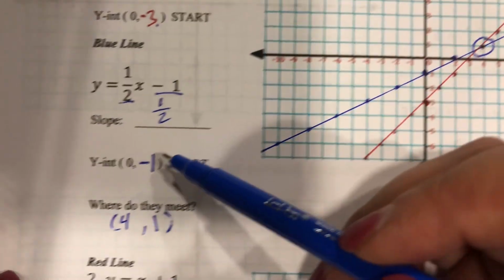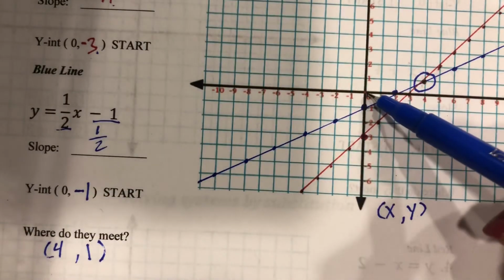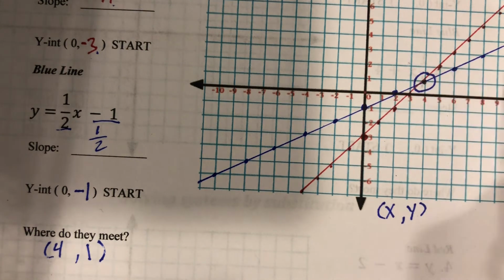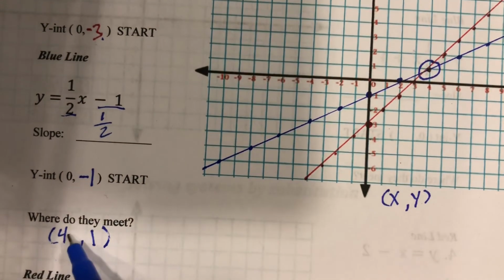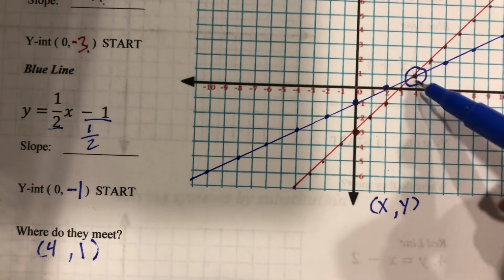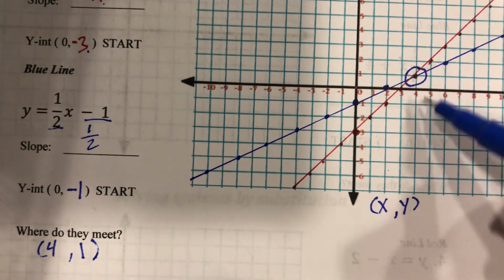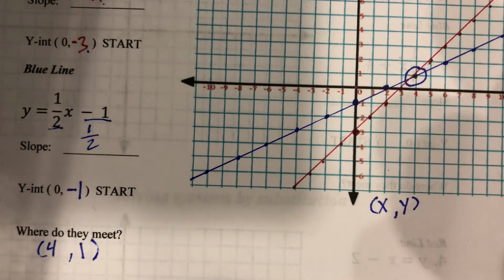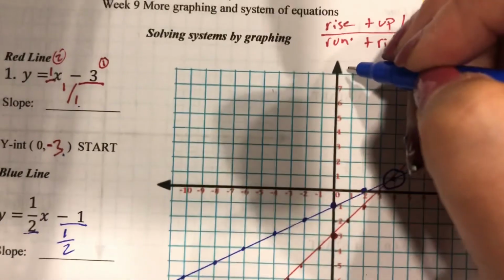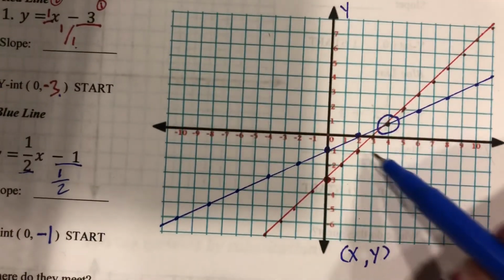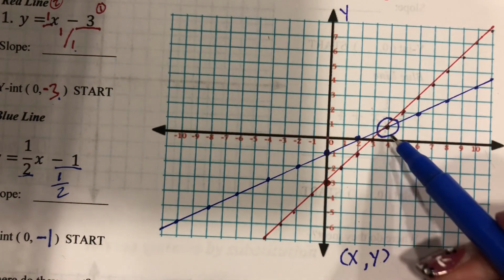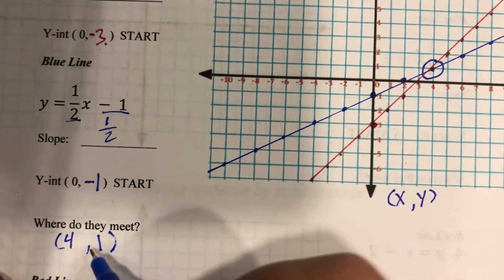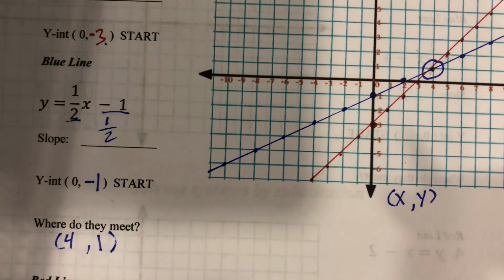We have -1, so we start at -1. We're going to go up and 2 over, up and 2 over, and we do that until we connect our dots. Where do they meet? We circle the spot where they both meet. Our point is an X first and then Y, so we look at our X. Remember, this is our X, and this up here is our Y. So I count 1, 2, 3, 4. So the first number is going to be 4, and then I went up 1, so our second number is going to be 1. And there you go.